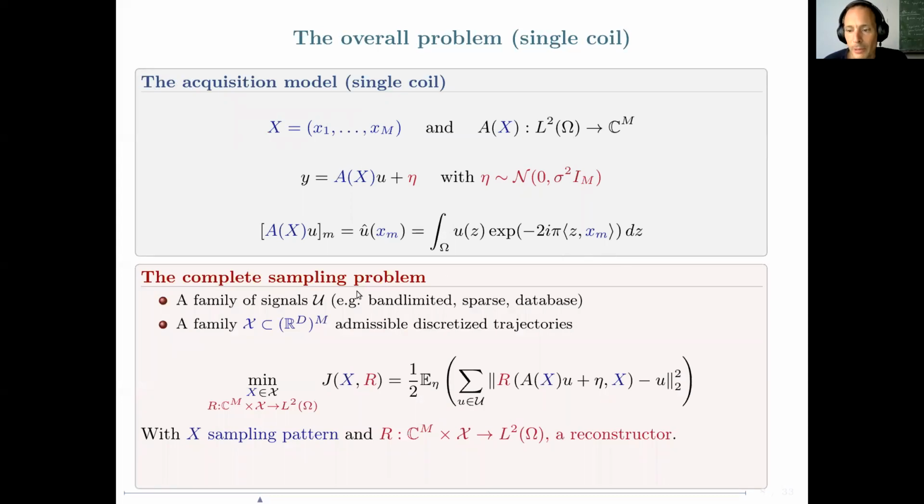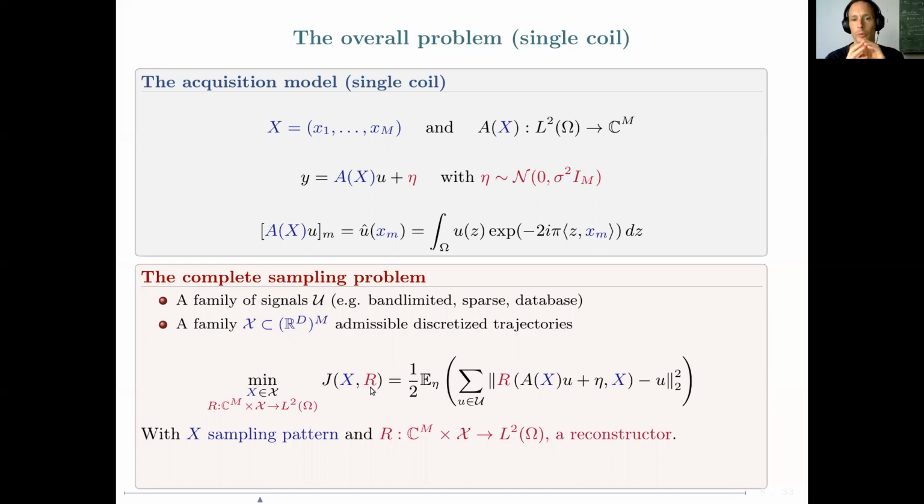Okay, and the complete sampling problem can be formulated as follows. So you are given a family of signals, calligraphic Q. You can think of this as the space of band-limited signals, the space of sparse signals or a database of signals. You are given a family 𝒳 of admissible discretized trajectories. And what you want to do is to minimize some cost function. You want to both optimize the sampling set and the reconstruction mapping. This is very important.